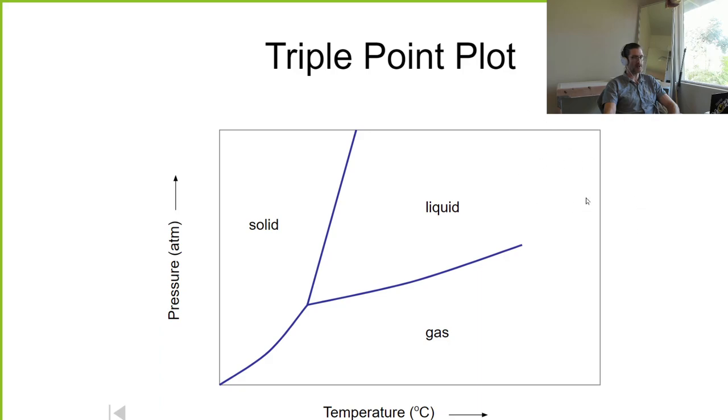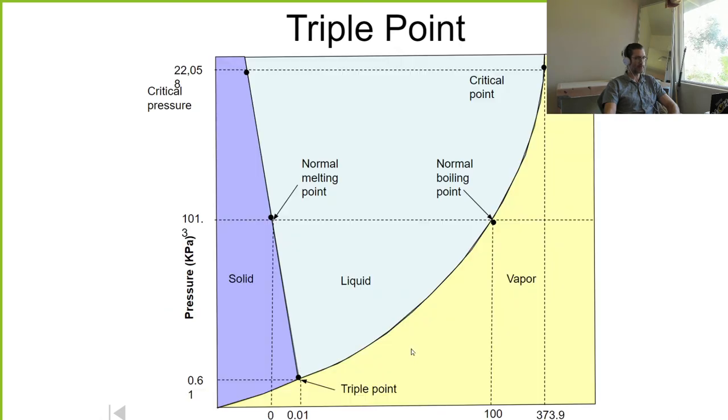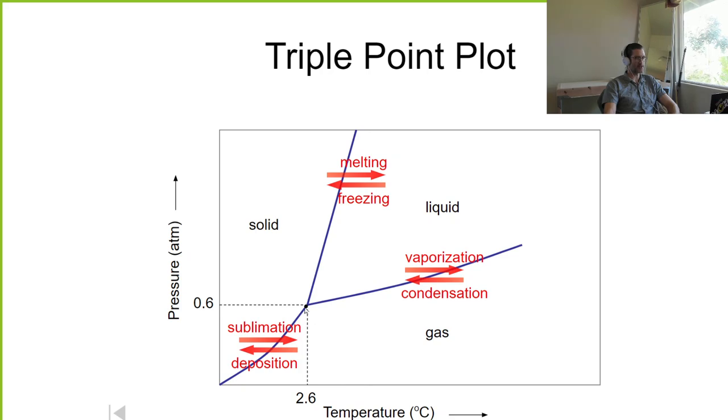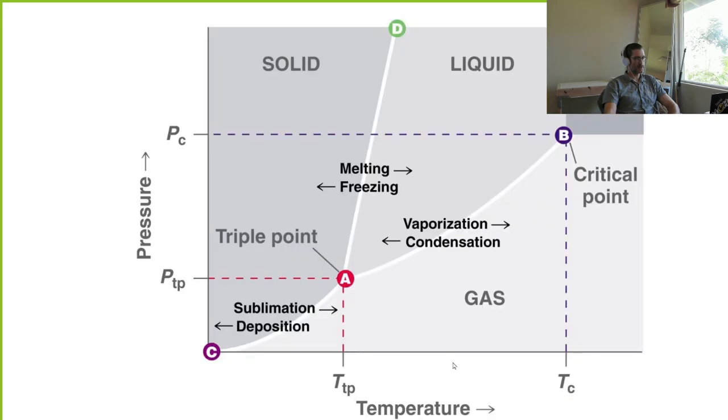Out in this region over here, this is the no man's land of the supercritical fluid. Again, melting and freezing across this line up here, vaporization and condensation along this line over here, and down here we have sublimation and deposition. And right there is the triple point. Same thing over again. Triple point. Supercritical fluid. Sublimation, deposition. All right. That's all I have for the video for today.